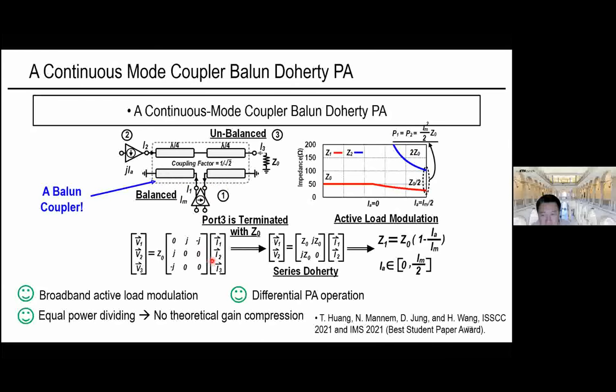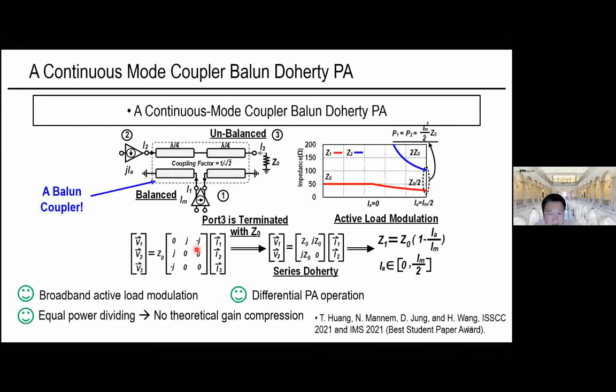Interestingly, our work and Professor Steve Cripps' LMBA work show that both the 90 degree quadrature coupler and the 180 degree balun coupler can perform Doherty-like active load modulation. That's very interesting. These two circuits are probably like dualities. However, our coupler-balun-based Doherty PA has the following other advantages.